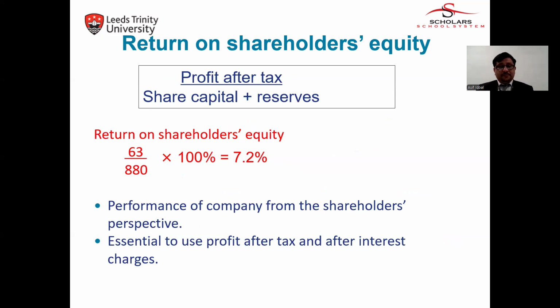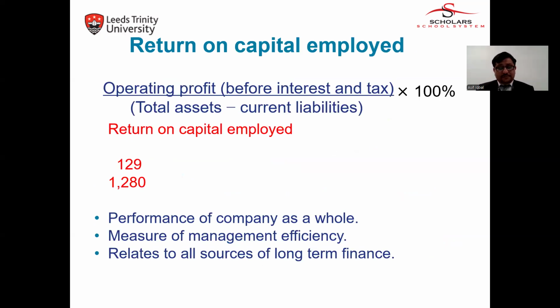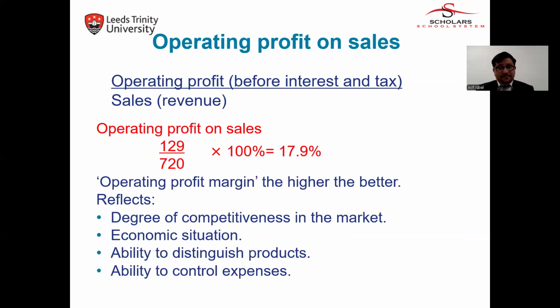Management performance ratios include the return on shareholder equity, and the formula is profit after tax divided by share capital plus reserves. It shows the performance of the company from the shareholders' perspective, and it is essential to use profit after tax and after interest charges. The return on capital employed formula is operating profit before interest and taxes divided by total assets minus current liabilities, times 100, which shows the performance of the company as a whole, is a measurement of management efficiency, and relates to all resources of long-term finance.